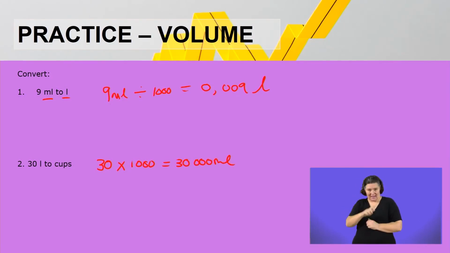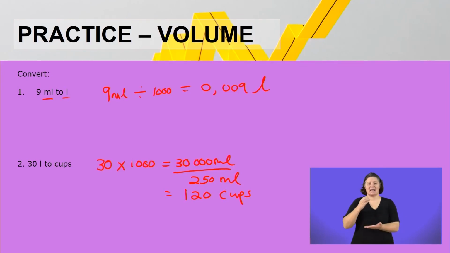Right, so I know that's equivalent of 30 liters. So therefore, I must go and take the 30,000 milliliters, and I could divide that by 250 milliliters. Remember, I can only simplify if my units are the same. So therefore, 30,000 divided by 250. So that means I'll have 120, and this time around, that will be cups.